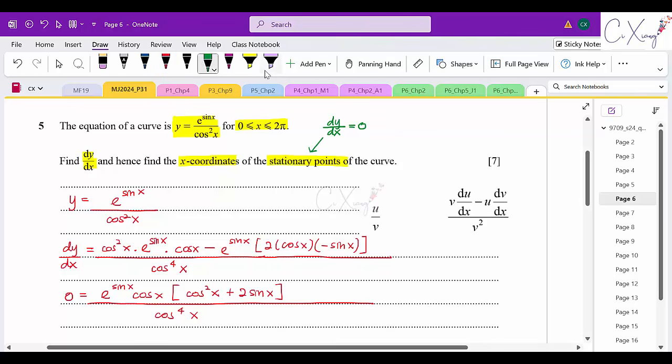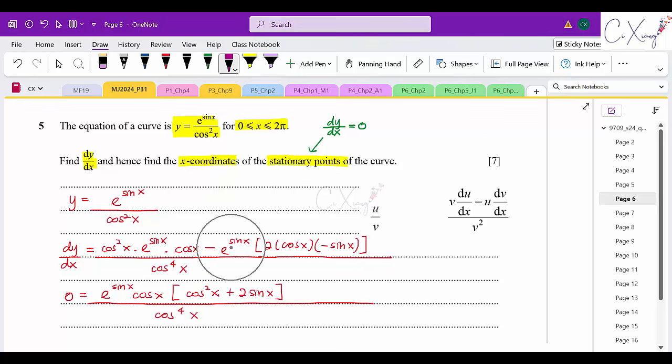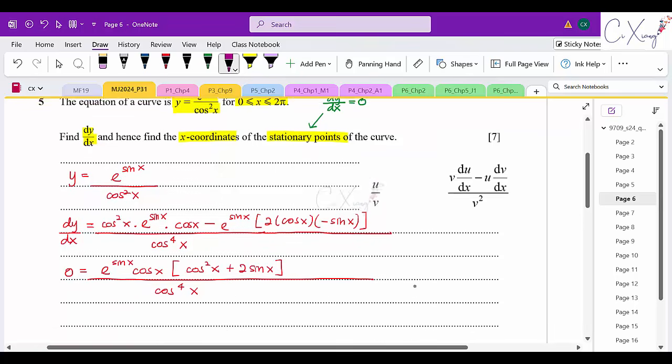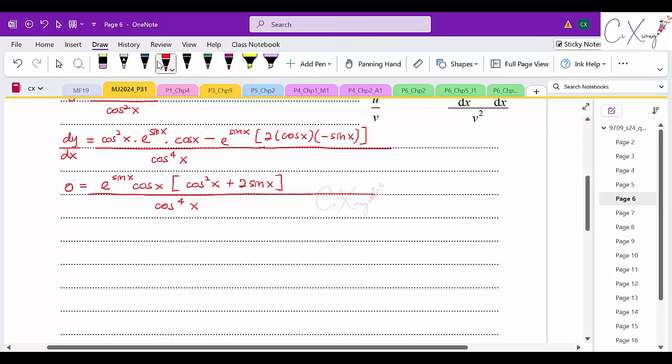Okay, so how I get this one, you have to do a little bit of factorization. So I factorize out the sine and cos. Therefore, the first term left only cos square. I take out the sine and also the cos. Therefore, the second term left only negative 2 multiplied with negative sine x. Therefore, I have positive 2 sine x. Okay, so continue from here.